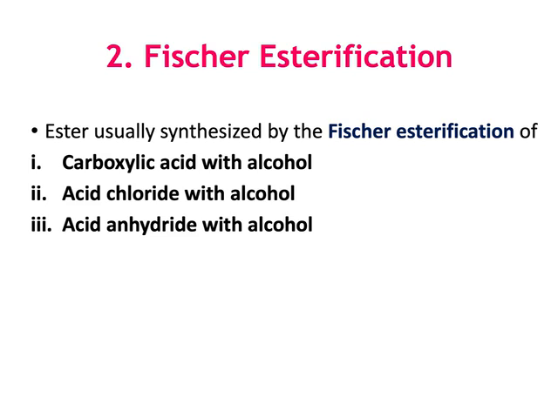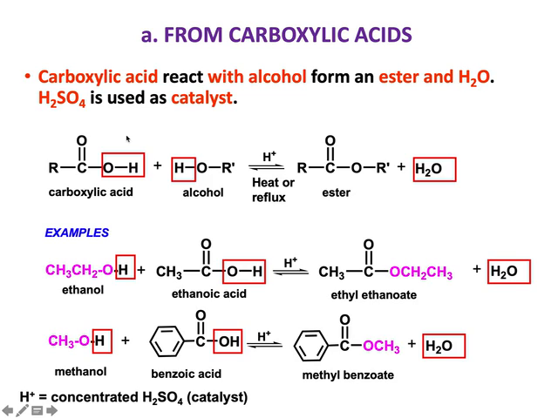Okay, number 2, Fischer Esterification. Please star this slide. It's very important. Fischer Esterification also appears in your test. There are 3 types: carboxylic acid with alcohol, acid chloride with alcohol, and acid anhydride with alcohol. From carboxylic acid, it reacts with alcohol to form ester using H2SO4 as a catalyst.